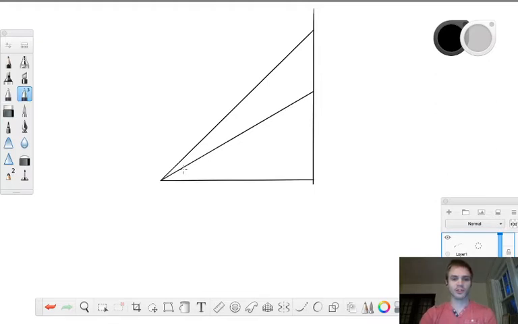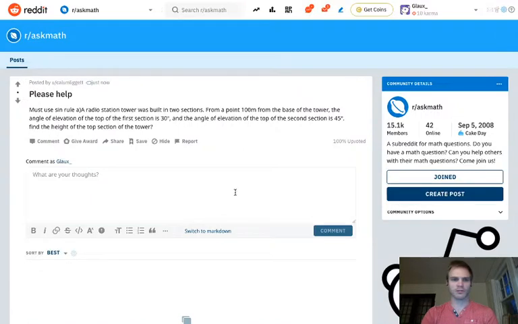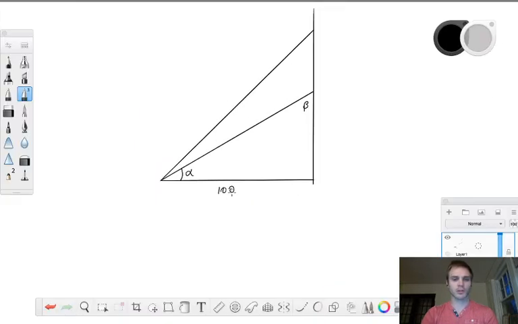So let's work with this triangle first. I'm going to call this angle alpha, and I'm going to call this angle beta. Okay, and we need to make use of the law of sines here, which I think they're calling the sine rule. We're also told that the distance from the observer to the base of the tower, this length here, is 100 meters. Okay, so we need to find this length here.